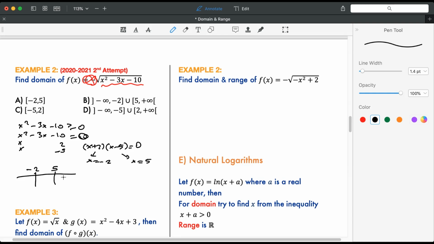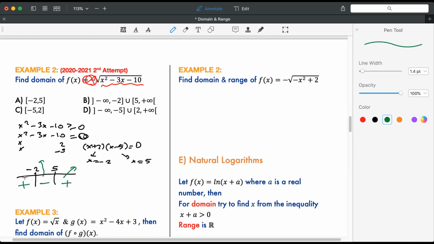So now pick a number from each region. Bigger than 5, pick a number, let's say 6. 6 minus 5 is 1. 6 plus 2 is 8. 8 times 1 is 8, which is positive. Pick a number between them, like 0. 0 plus 2 is 2. 0 minus 5 is minus 5. 2 times minus 5 is minus 10, which is negative. And pick a number less than negative 2.